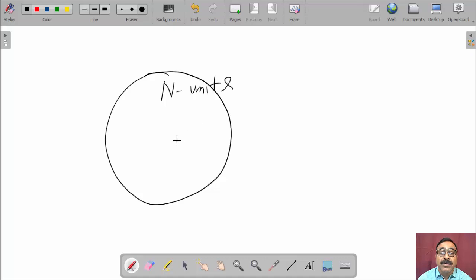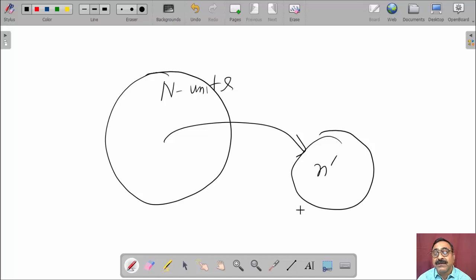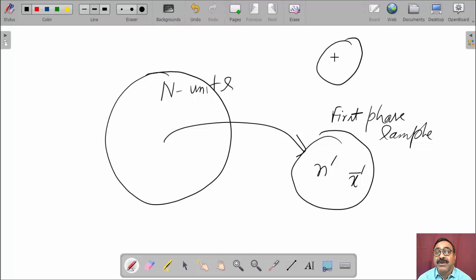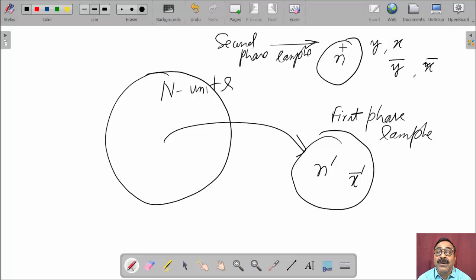Suppose we draw a sample of size n' and calculate x̄'. This is called the first phase sample. Again we draw a sample of size n, observe both y and x and calculate the means ȳ and x̄. This is known as the second phase. Now the second phase sample of size n can be drawn from this first phase sample, and also it can be drawn directly from the population.